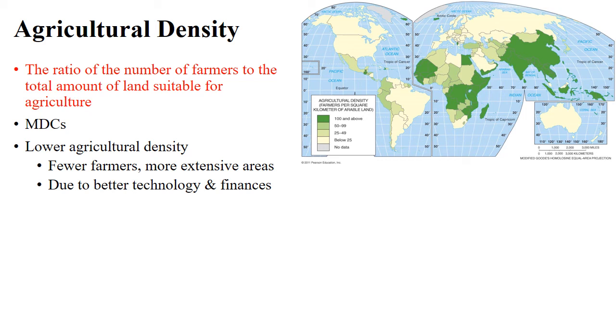In LDCs, in less developed countries, the agricultural density tends to be much higher because farmers often cannot afford that modern technology and are left much more dependent on human labor to help them work their land, which pumps the agricultural density up a lot higher and has a lot more of your country engaged in the practice of agriculture than you would find in MDCs.